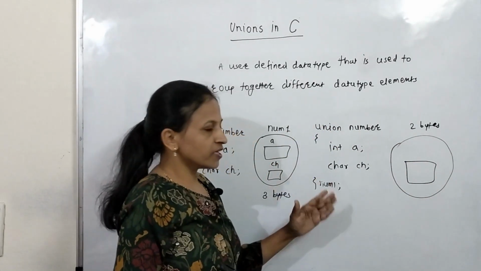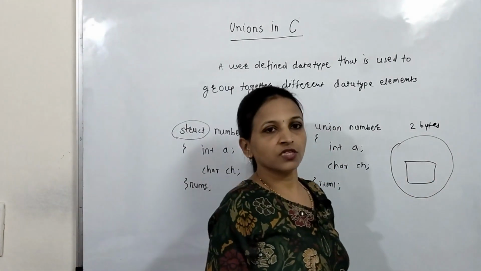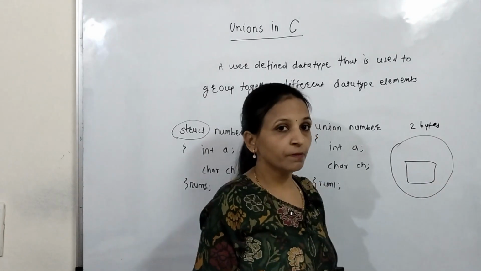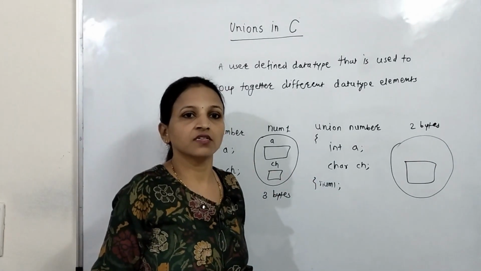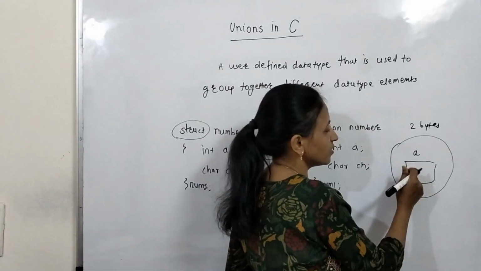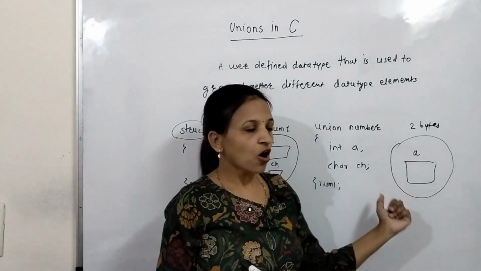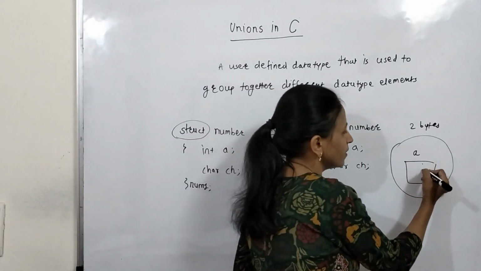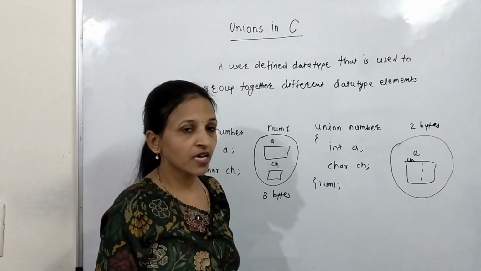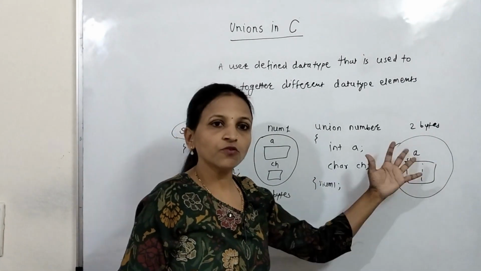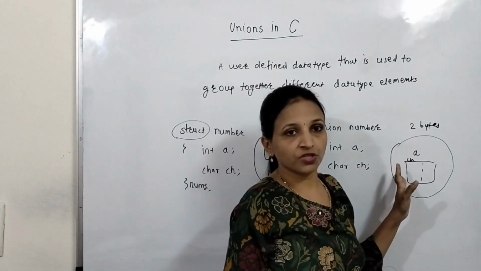Then how will these 2 variables be stored? At a time, only one variable can be stored here. Means that 2 bytes will be shared by all the members of that union. Now either this space will be used by this A, the whole 2 bytes will be used by A, or from that 1 byte will be used by that CH. But at a time you can either store A or you can store CH. At the same time you cannot store both.